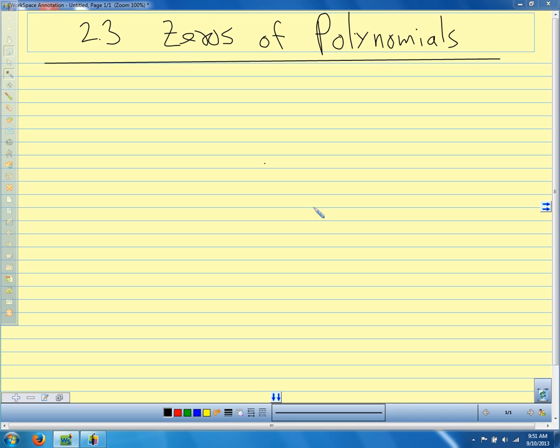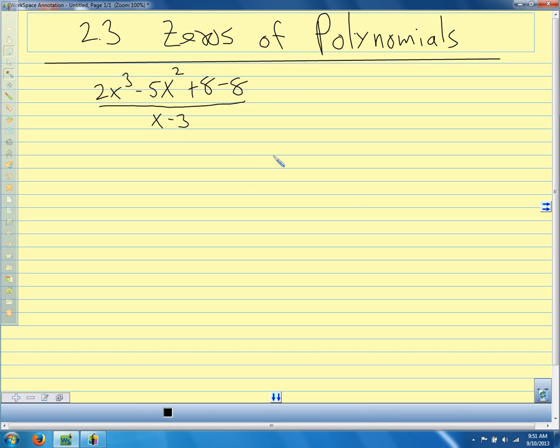Right, so we're going to start by doing some practice with division, long division with polynomials. So let me write a division problem. We have 2x to the third minus 5x squared plus x minus 8, and we're dividing that by x minus 3. That should be plus x minus 8.